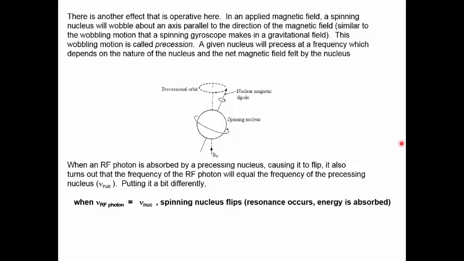When an RF photon is absorbed by a precessing nucleus in the with field alignment, it will cause the nucleus to flip to the against field alignment. Absorption of the RF photon occurs when the frequency of the RF photon equals the frequency of the precessing nucleus. That is, when the frequency of the RF photon matches the frequency of the precessing nucleus, the spinning nucleus flips, resonance occurs, and energy is absorbed.